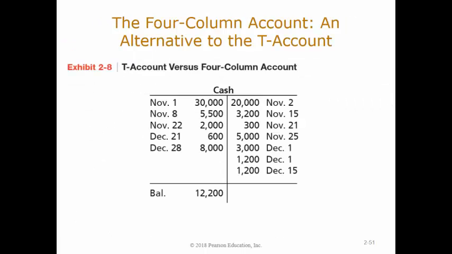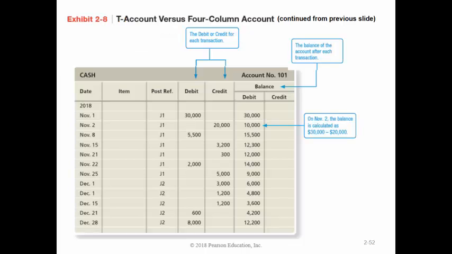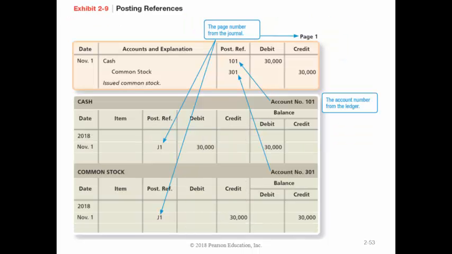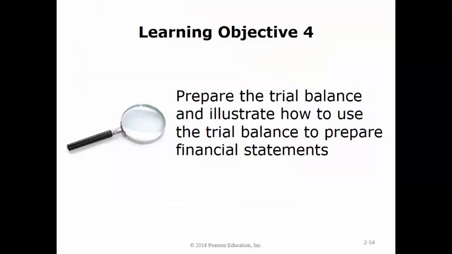This slide illustrates the T account. The next slide shows an alternative, the four-column account. The four-column account has debit and credit columns as well as a running balance of the account. Similar to the T account, the four-column account lists the date of the journal entry, a posting reference, and the debit or credit amount. Exhibit 2.9 shows the posting and associated posting references for Transaction 1 of Smart Touch Learning. This process is automated in a computerized environment.